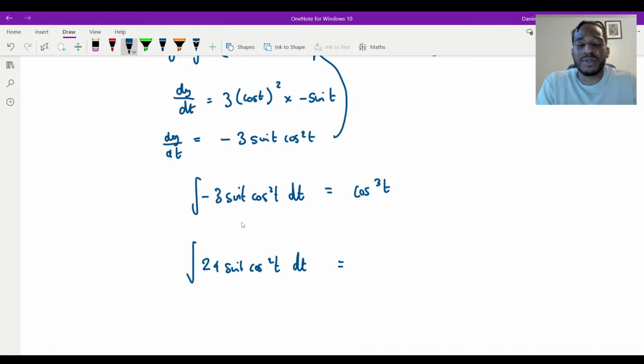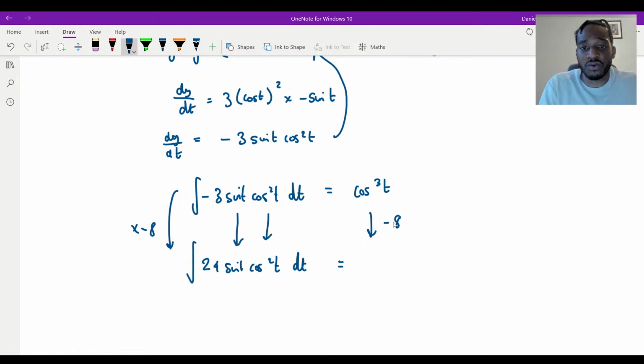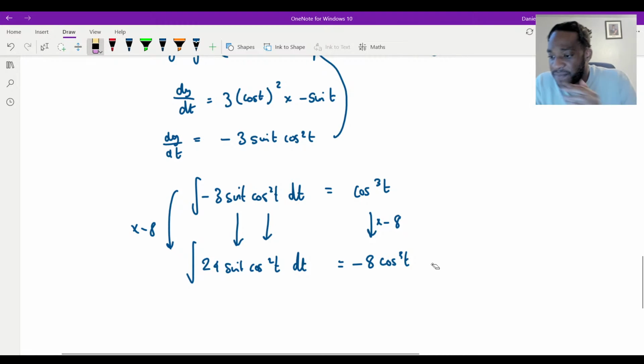Well, what is the difference between these two integrals? I've got a sine t there, I've got a cos squared t. The only difference is that constant. How do I go from a minus 3 to a 24? You're going to times by minus 8. And now if that's the case, then we're going to have to times this integral by minus 8. So therefore, the integral of that is just going to be minus 8 cos cubed t. And obviously plus c, but we're dealing with a definite integral because we've got limits, so I'm just going to put this here. Does that make sense?